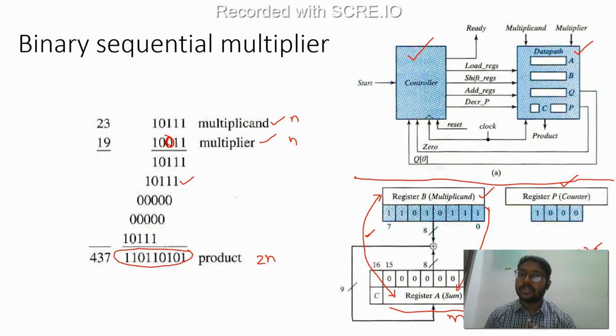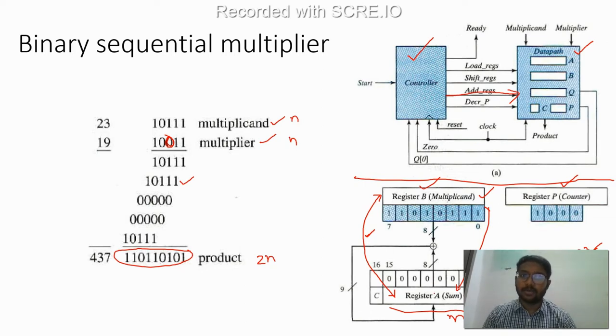So what control operations do you require here? You require only two operations. That is my main motive to tell you repeatedly. You require only two operations, that is add the registers. What are the two registers? Multiplicand b and the register a. Okay, multiplicand b and the register a.